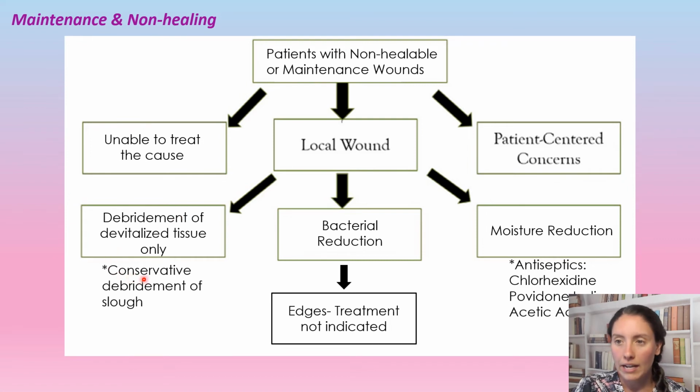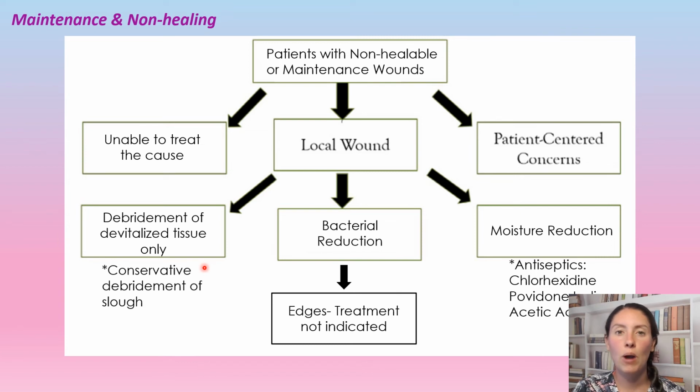Now with debridement here, this is conservative debridement. So devitalized tissue only, so tissue that is no longer vitalized. So no veins, just dead tissue we can remove. Now, if there's that hard eschar, that black scab over top of the wound, we are not removing this on maintenance or non-healable wounds, because that is protecting the patient from getting an infection. So we leave that there.